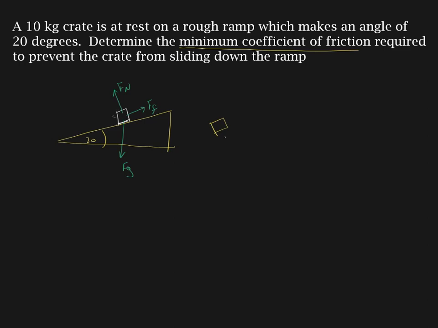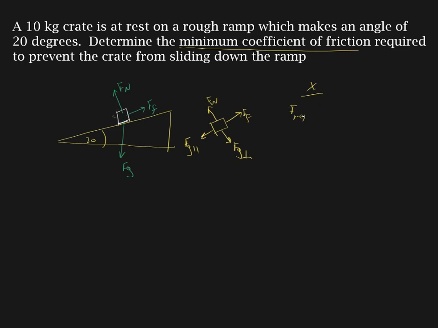So there's our crate. We would have the normal force, the friction force, which is offsetting FG parallel, and then we have FG perpendicular. Now we're going to start this problem using the x-axis because they're asking about the coefficient of friction, and the friction force is parallel to the x-axis. So we'll start there.